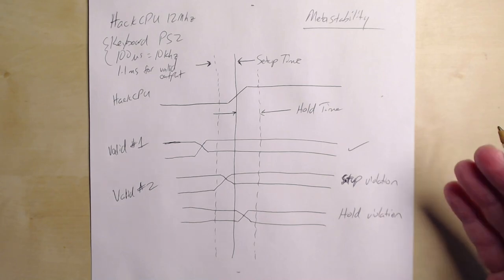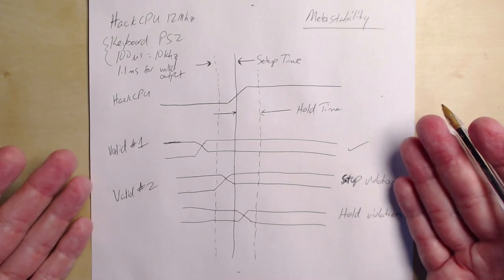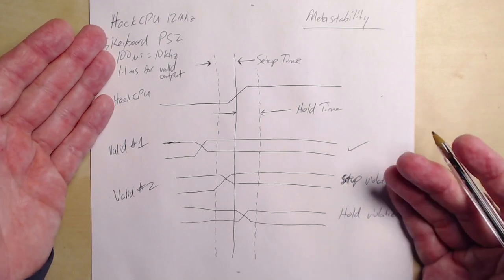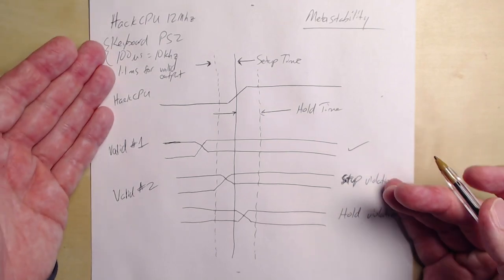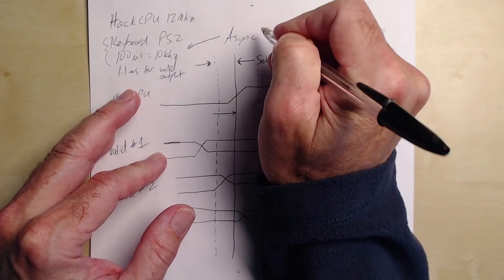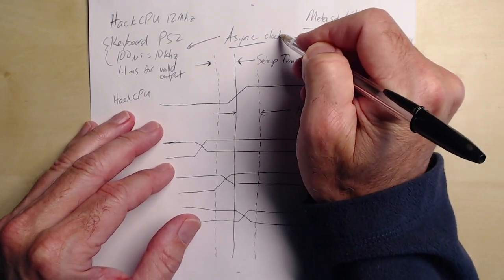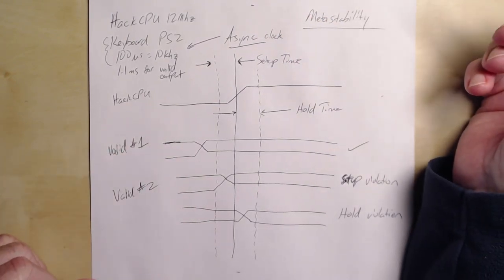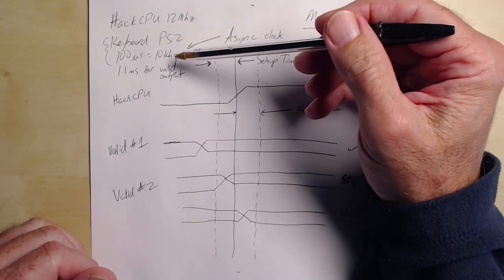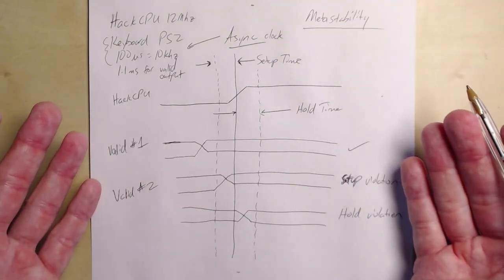So the bottom line here is that there has to be some way that we can deal with what is essentially two different clocks. They exist in different clock domains, and more importantly, this is an asynchronous clock, if that's sort of oxymoronic. From the HackCPU's perspective, it doesn't even know when this clock is going off. So what can we do to solve this problem?